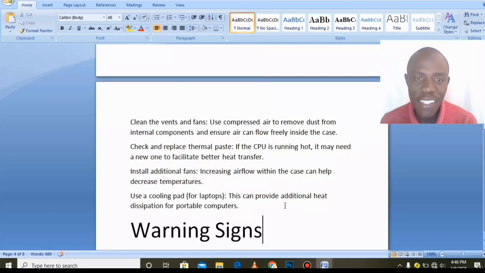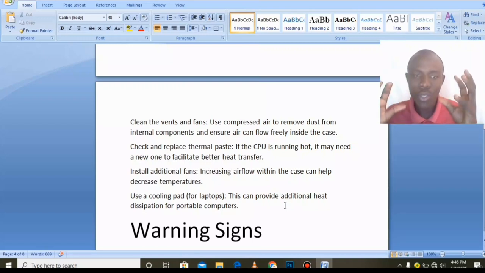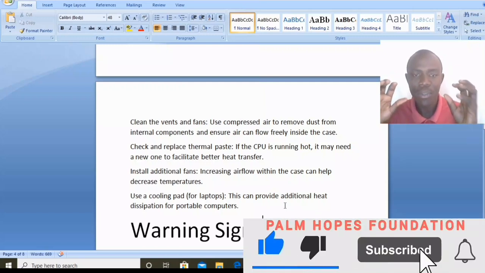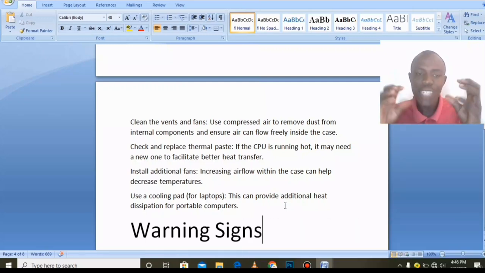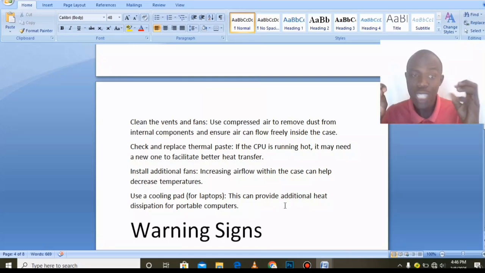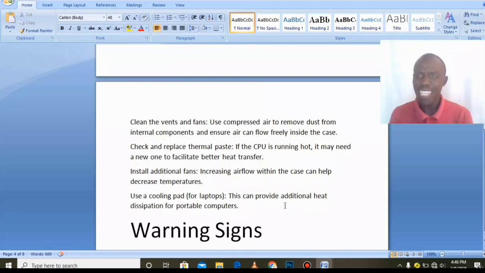Check and replace thermal paste. If the CPU is running hot, it may need a new one to facilitate better heat transfer. Install additional fans. Increasing airflow within the case can help decrease temperatures. Use a cooling pad for laptops, which can provide additional heat dissipation for portable computers. So these are some of the ways you can prevent overheating.